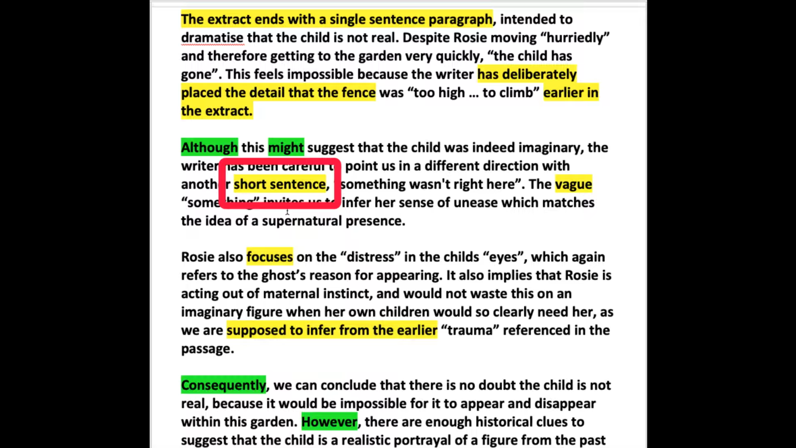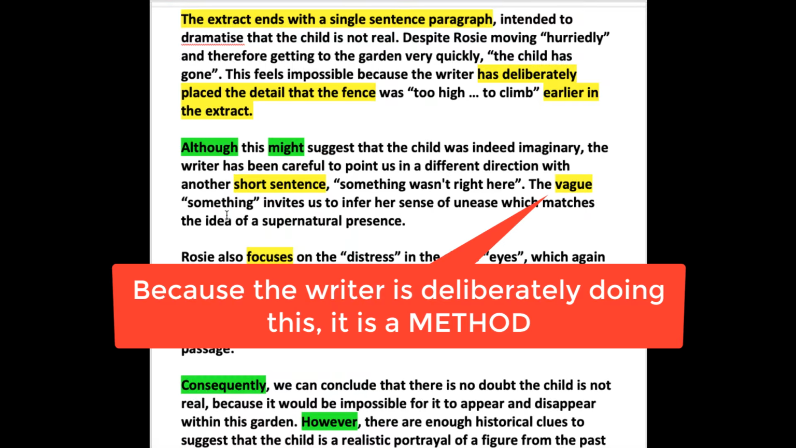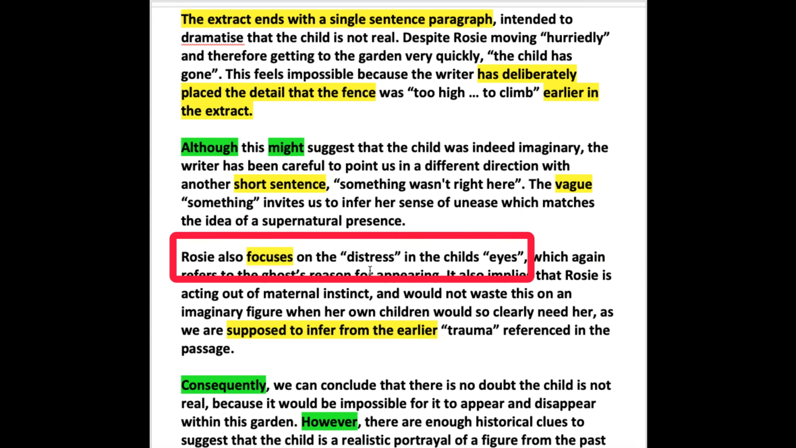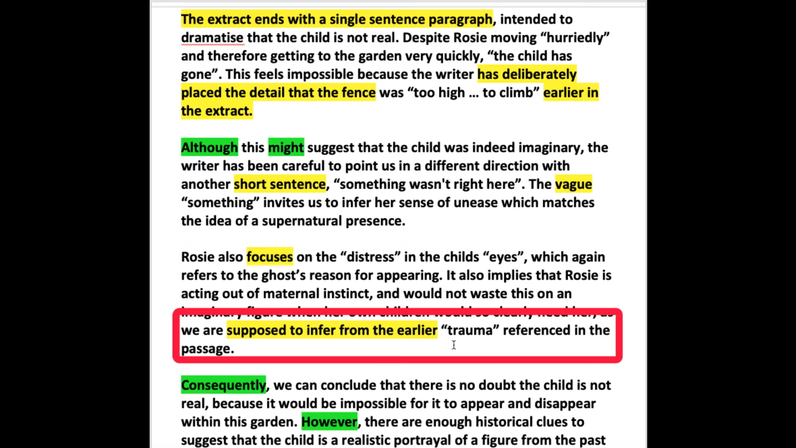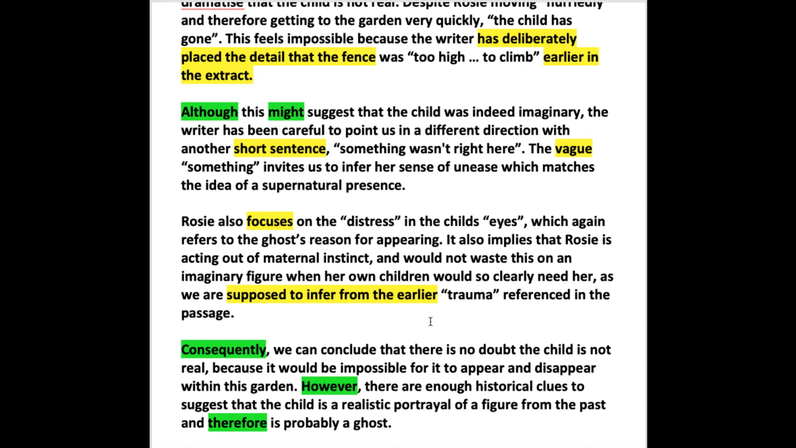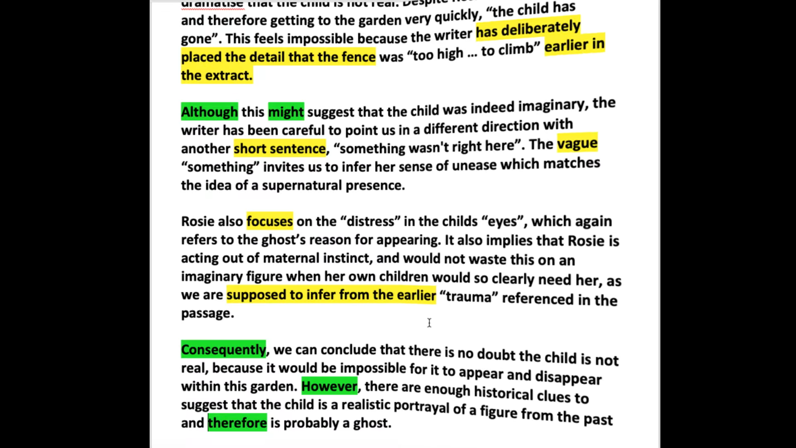Let's jump back to some more methods. Here I have a short sentence again. The writer's been deliberately vague about what's going wrong here, and therefore being vague is a method that the writer's using. The writer wants us to notice the distress in the child's eyes, so she focuses on the distress. That is a method. The writer mentions the trauma earlier, and therefore placing it earlier in the text is a method. I'm making a point of this because most students seem to think that methods are only literary techniques like simile, metaphor, personification, alliteration, but a method is anything a writer does.